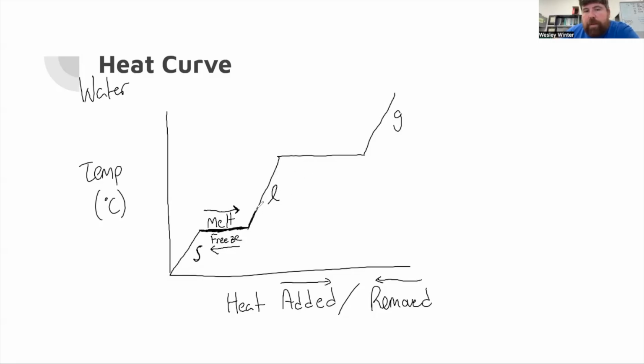All right, let's try that again. So we're going to go up, up, up, up, up. Now we're at this horizontal line right here. What do I call it when I go from a liquid to a gas? I call that evaporate. So if I add energy, I can evaporate a liquid into a gas. And if I remove energy, I'm condensing that substance.